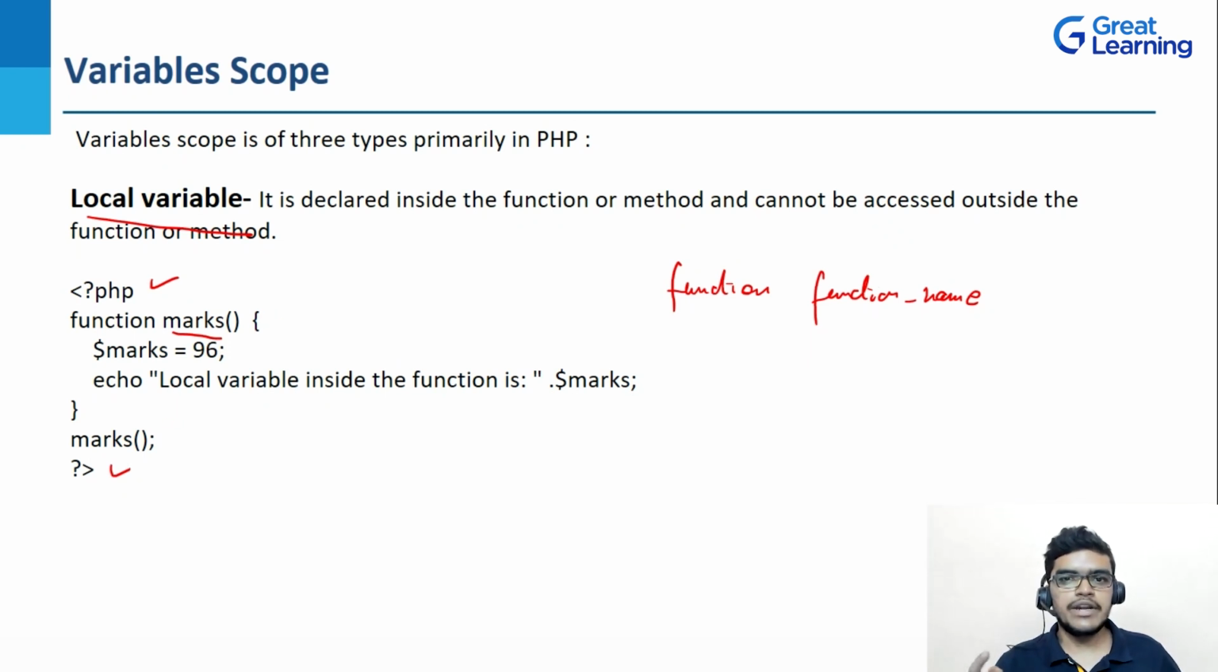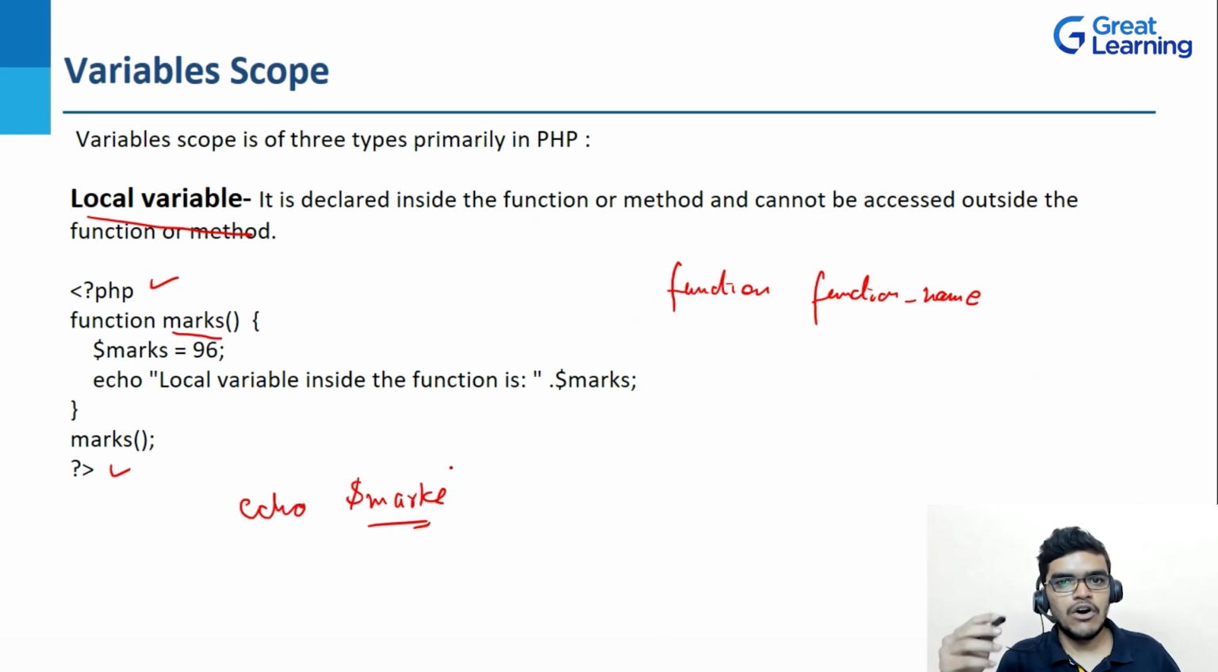Now here, what's the point? As I was telling you about the local variable, the point is that I have created the function, and inside this I've created my local variable. So I can't access it from outside the function. This function is closed here. If I'm writing outside the function echo and then dollar marks, then you will get an error. It will not print.